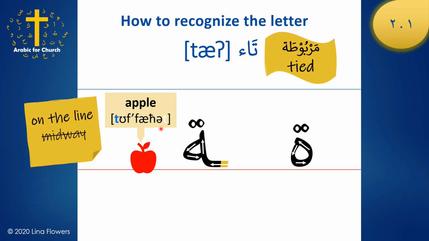So this is the word tufaha. If I want to say a delicious apple, I say tufahatun ladhidatun. So the ta comes out.